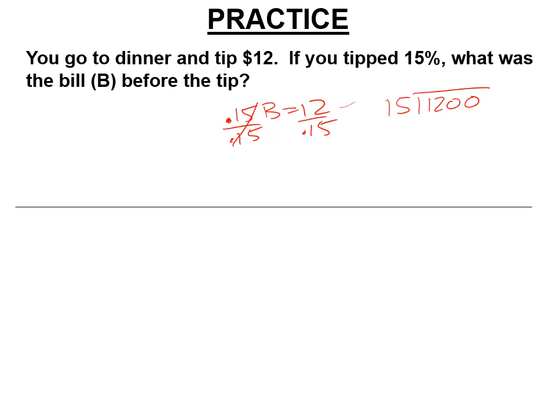15 doesn't go into 12, but it goes into 120, I think exactly 8. 5 times 8 is 40. Yep, 8. And bring down the 0. And the original bill, B, was $80.